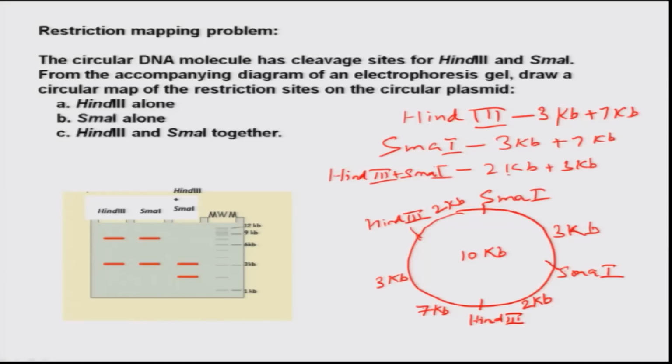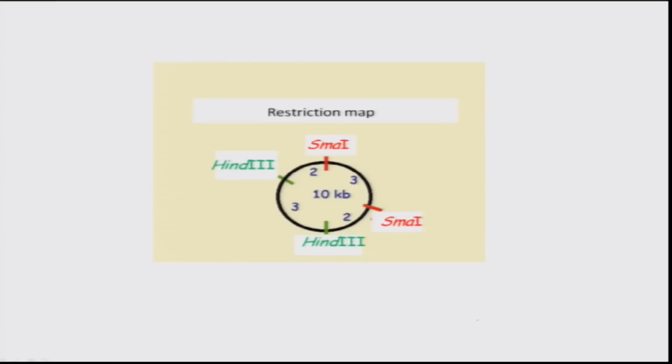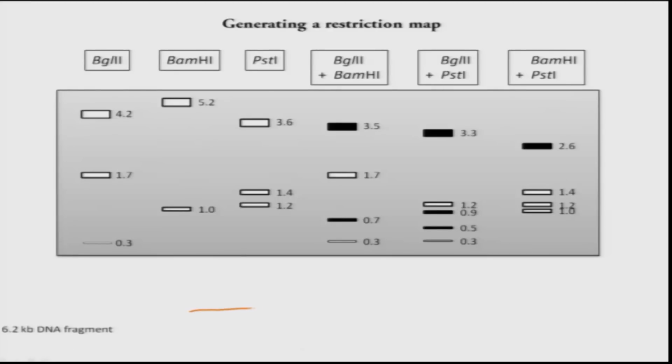So this is a problem for a circular restriction map. This is the map that we just drew, and it looks exactly the same. Next I will tell you how to draw a linear map. The strategy is that one should look at the double digests, the new bands in the double digestion first, to look at the intermediate sites present in a bigger fragment.